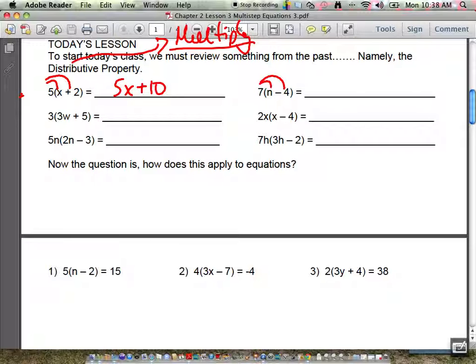Distribute means to give it to both of them. What's 7 times n? Everybody? 7n. And what's 7 times -4? -28. Nice. Try the next one. Okay. So we distribute this. Alan, 3 times 3w, what do you got? 9w. Nice. And then 3 times positive 5. 15, sir. Positive 15. Nice.